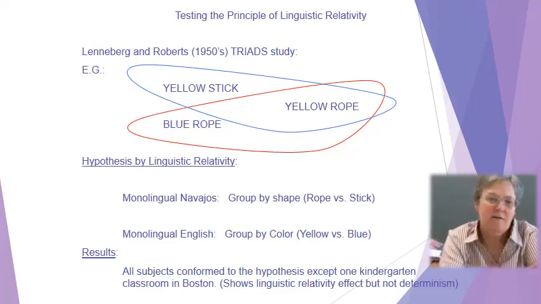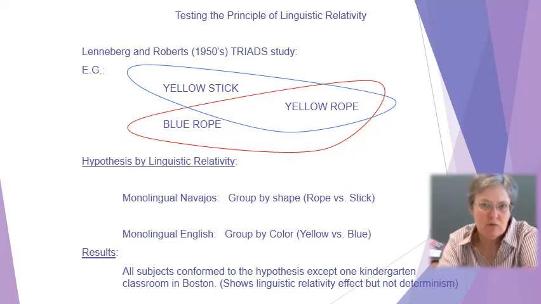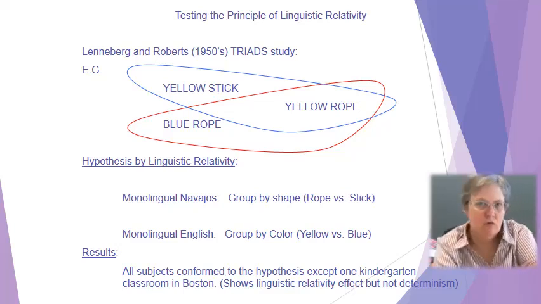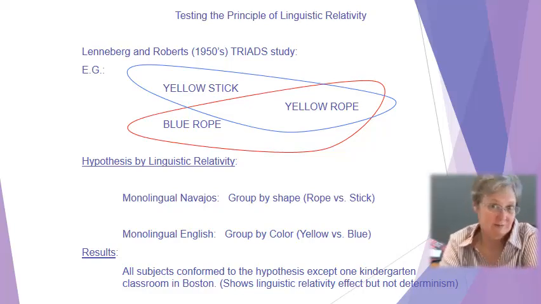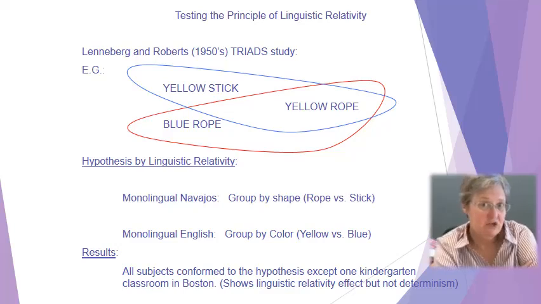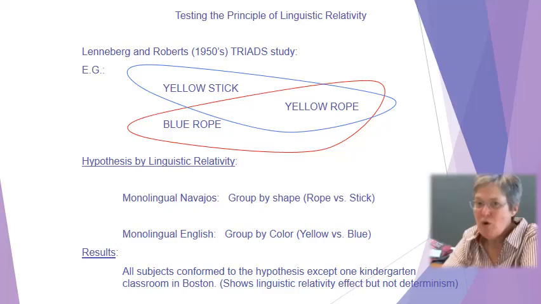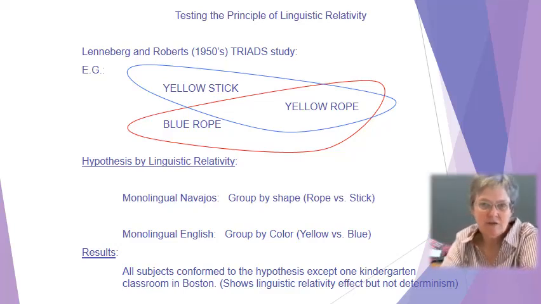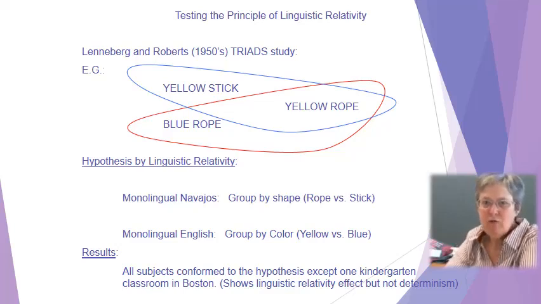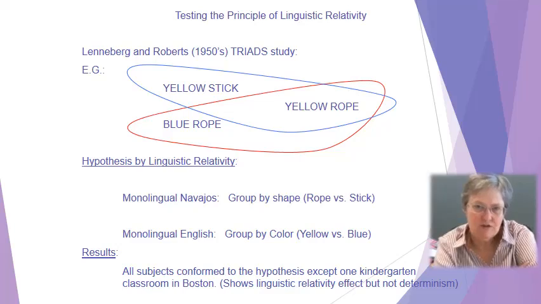And interestingly enough, their hypothesis was, of course, that Navajo kids would group by shape and Anglo kids would group by color instead, more frequently. And their study bore out very nicely, statistically. Almost entirely. The Navajo kids tended to group by shape, the Anglo kids grouped by color, but there was one group of kindergartners in Boston who were Anglo-English speakers, and they grouped in the majority more by shape than by color, which is very interesting.